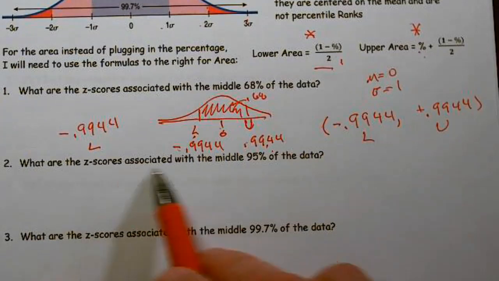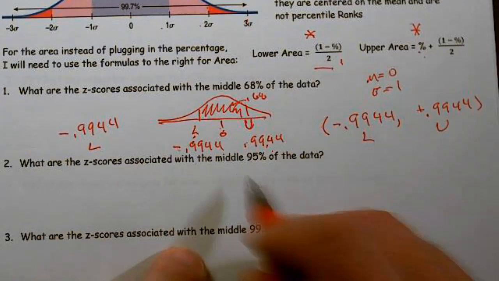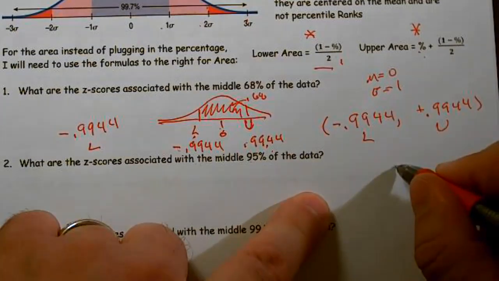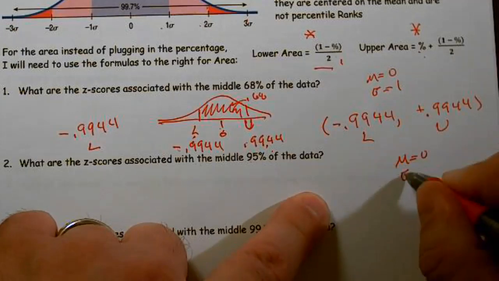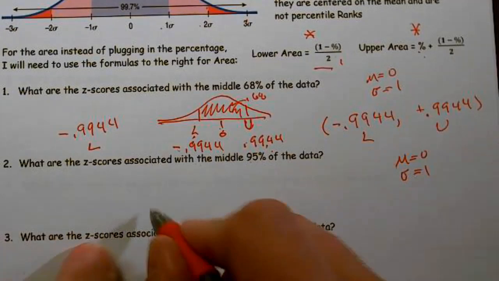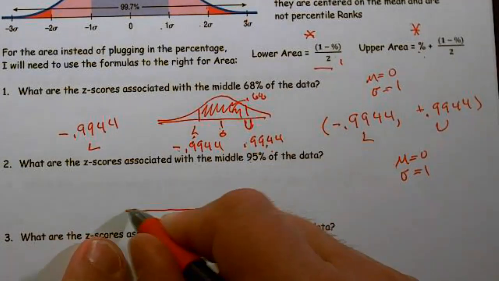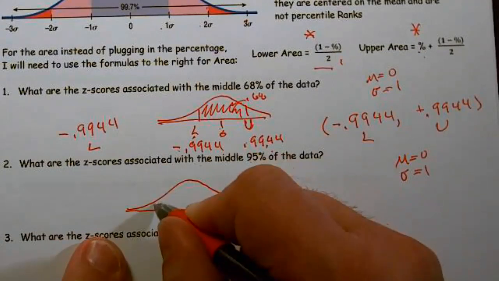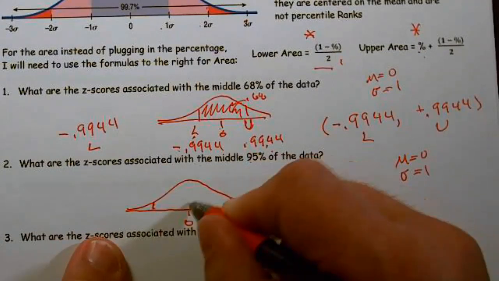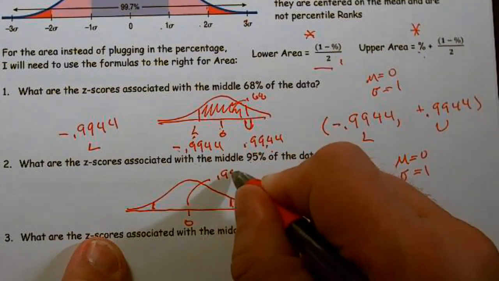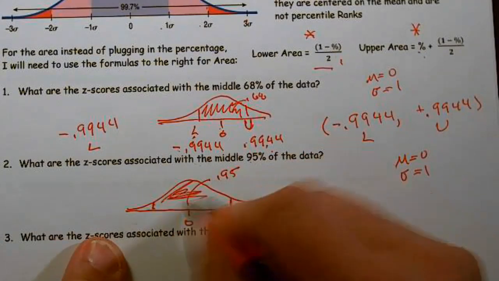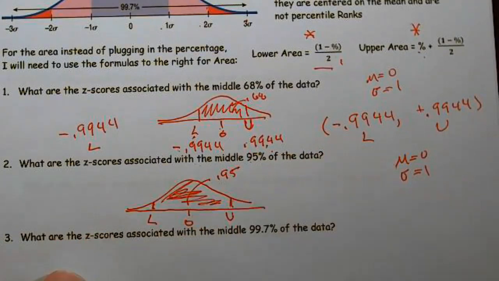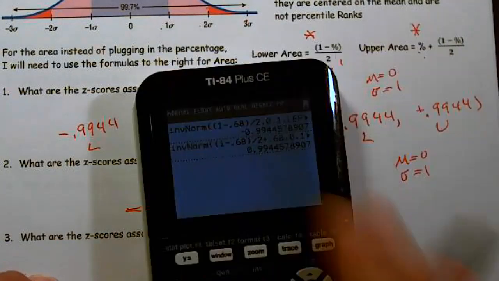So what are the z-scores associated with the middle 95%? So once again, we're centered. And by the way, they said z-scores, so we know if it's a z-score, mean is 0, standard deviation of 1. Always important to get that information written down somewhere. It's your reference information. So centered on 0, and now I want 95% of the data. So this is going to be 0.95. And I'm looking for this middle 95, and I need a lower bound and I need an upper bound. I need two answers. So here we go.